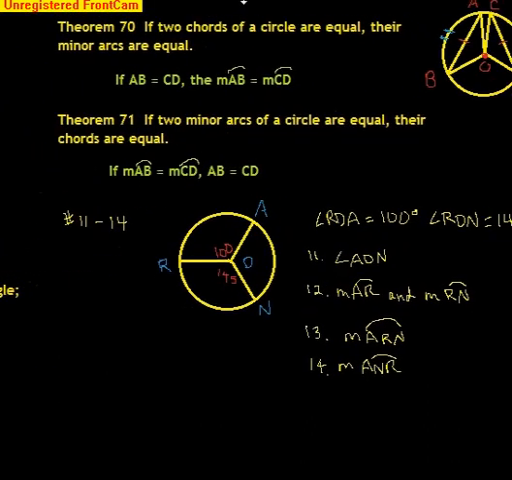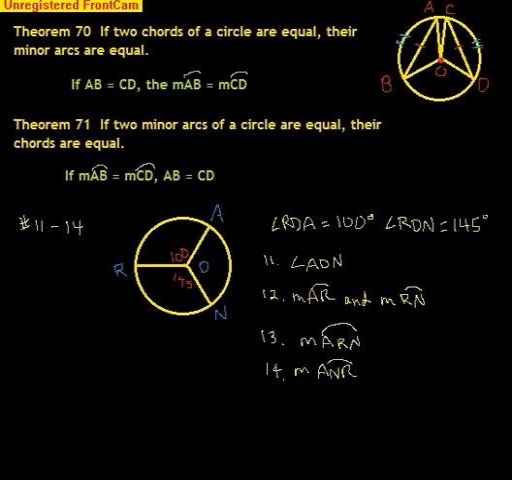We do have two theorems in this lesson. The first theorem says if two chords of a circle are equal, their minor arcs are equal. So over here, look at this drawing. This is chord AB, and we have chord CD, and we have marked that they're equal. If they're equal, then the minor arcs they intersect and form are equal. So arc AB is equal to arc CD. And then theorem 71 is just the opposite. If the minor arcs are equal, then the chord AB is going to equal CD.